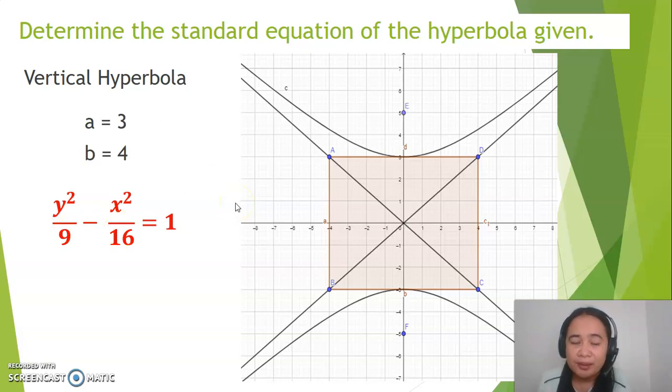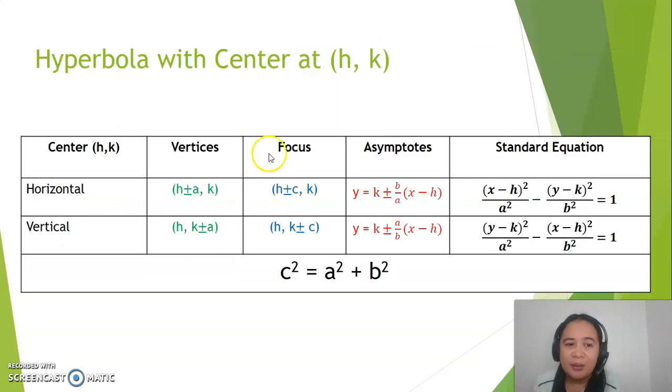Now, what if the given hyperbola's center is no longer the point of origin? What if it's already h, k? Now, we will have this one. So the standard equation here, we will simply add h and k.